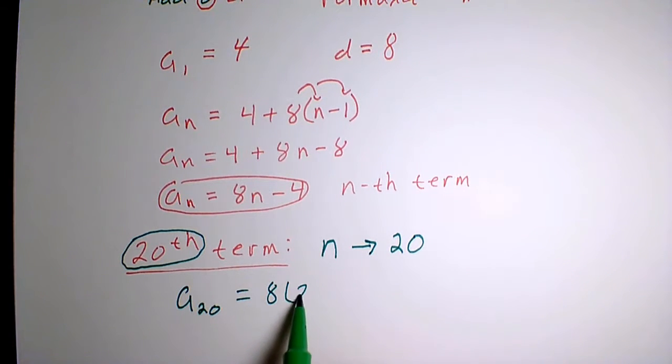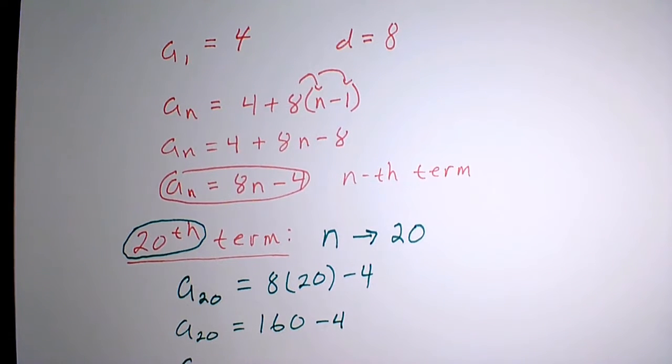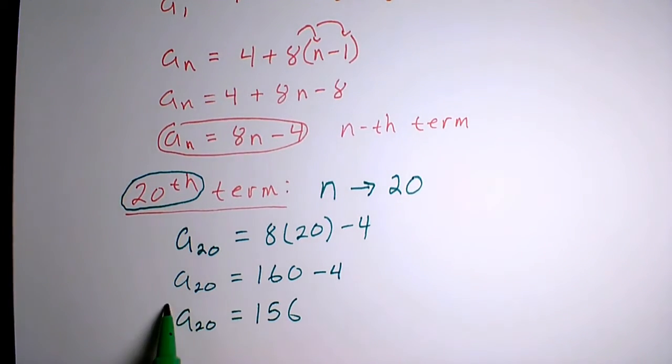So that'll be 8 times 20 minus 4. So the 20th term would be 160 minus 4. And so the 20th term would be 156.